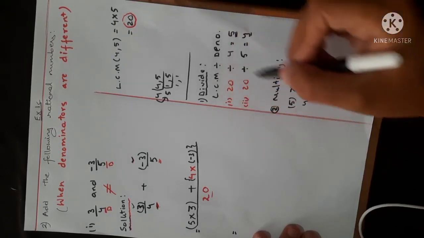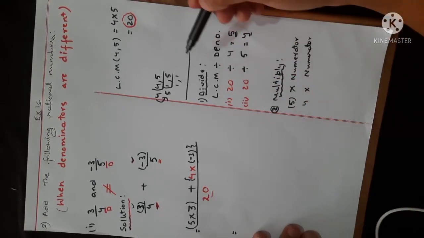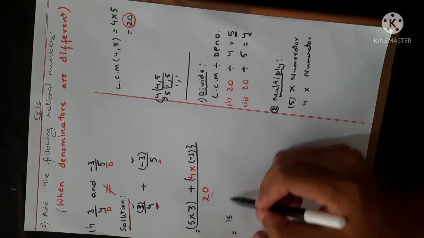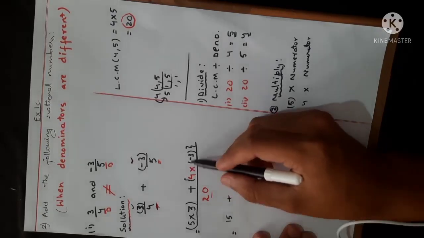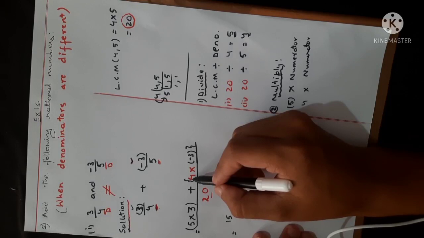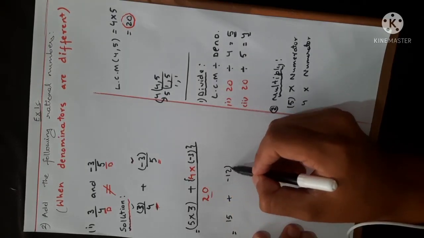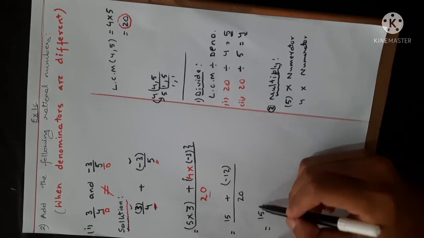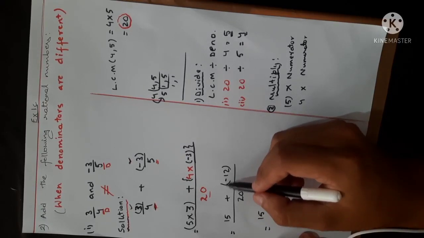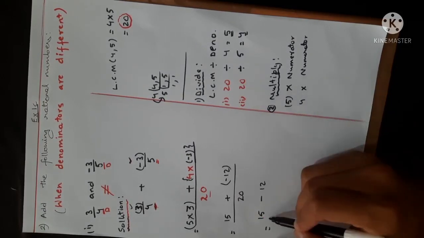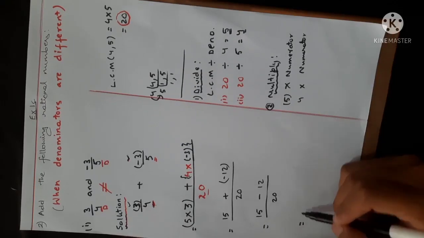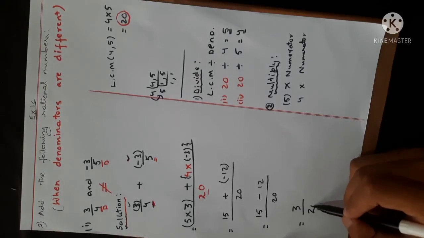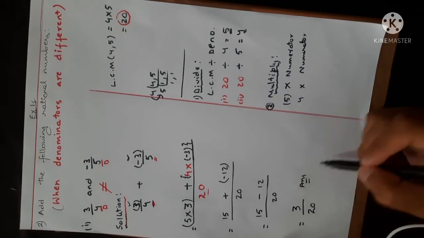Remember this step. Divide and multiply. First find the LCM, then we divide and we multiply. 5 multiply 3 equals 15, plus 4 multiply 3 equals 12. This is plus, this minus, so plus into minus equals minus 12, divided by 20. First of all, remove the bracket. So plus multiply minus equals minus 12 divided by 20. So 15 minus 12 equals how much? 15 minus 12 equals 3. 3 divided by 20, and this is the answer.